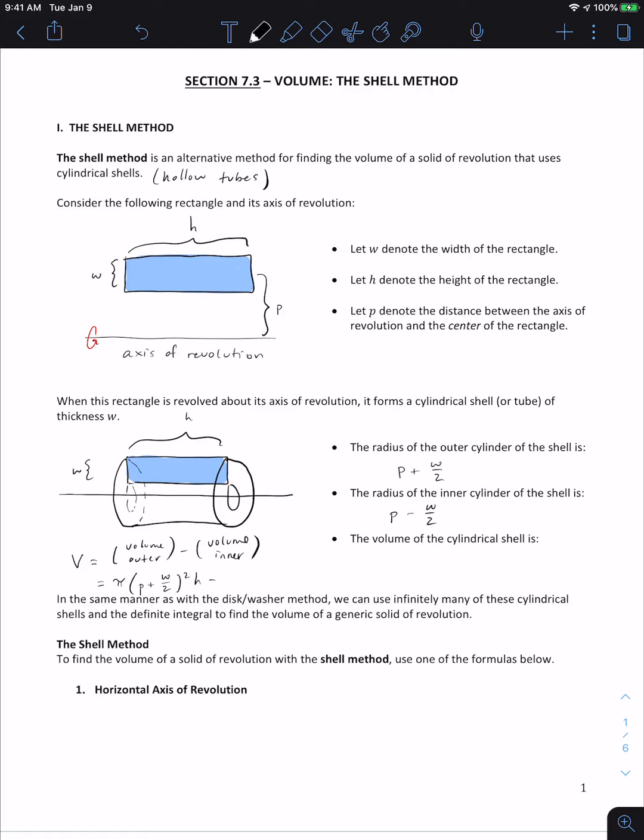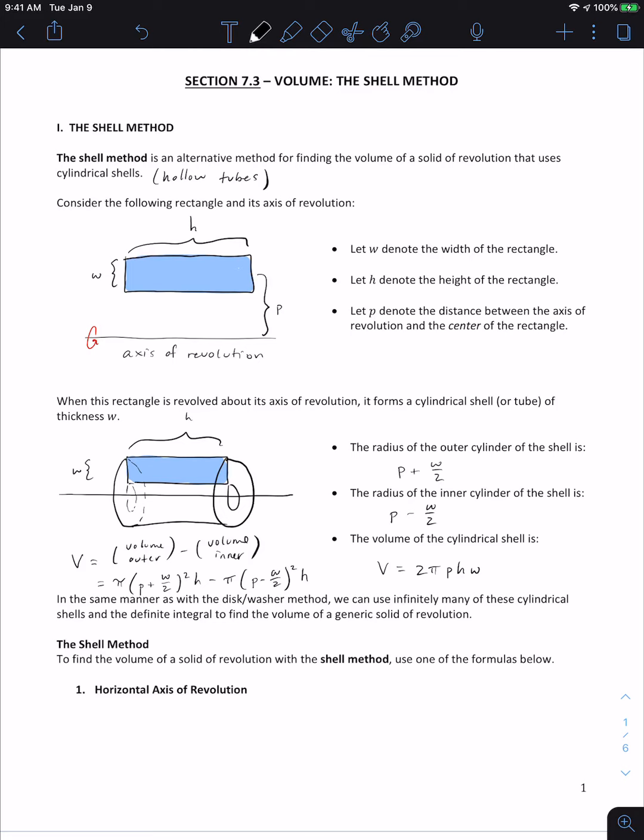Minus, now we'll find the volume of the inner tube. So it's going to be pi, and now what's that radius? Well, that's P minus W over 2, squared, times, again, the height of the cylinder, which is h. Now, if I squared everything out, I'd end up with this formula for the volume, which is 2 pi PHW.